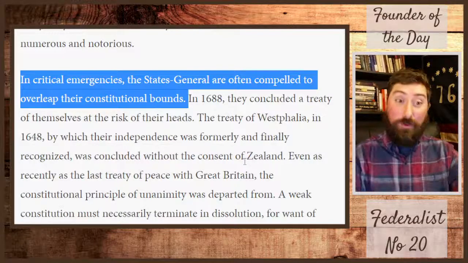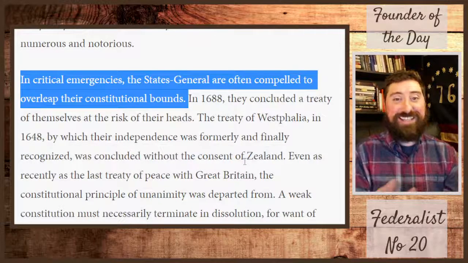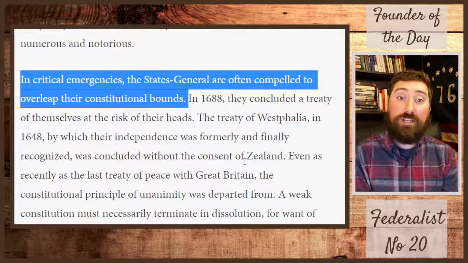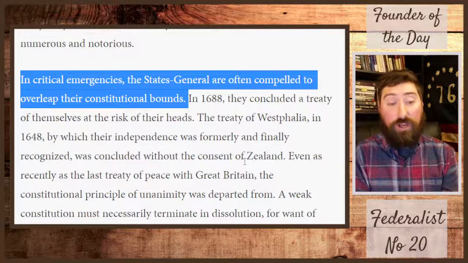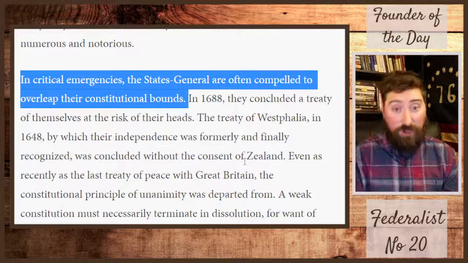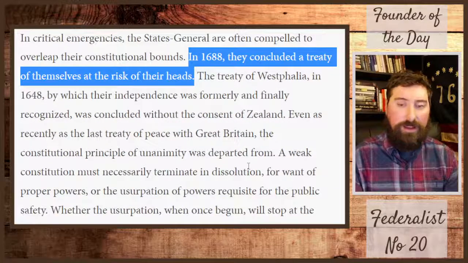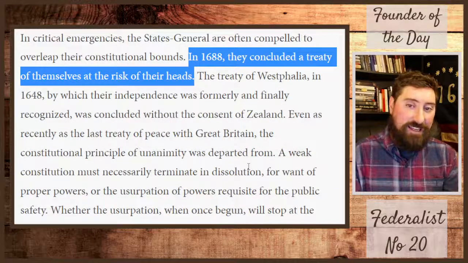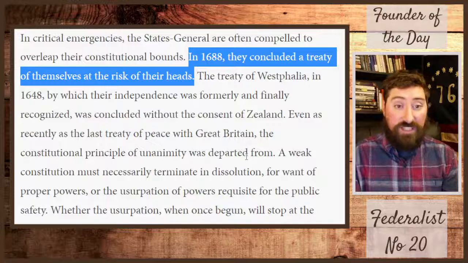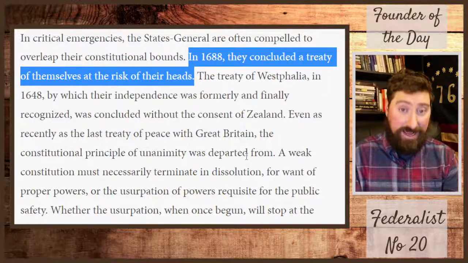Anyway, "in critical emergencies, the States General are often compelled to overleap their constitutional bounds." So he is essentially repeating himself here, saying that sometimes the federal government just skips over the federal constitution and does what it wants. "In 1688, they concluded a treaty of themselves at the risk of their heads."